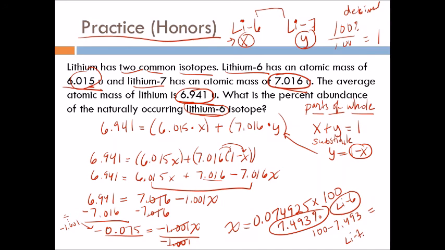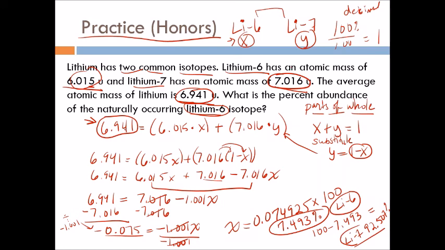And let's evaluate our number too as we're looking at this. So I get 92.507% for lithium 7. The average atomic mass is 6.941. Which isotope is that closer to? Is it closer to lithium 6 or lithium 7? Does this mathematically make sense? Yes, it's closer to lithium 7.